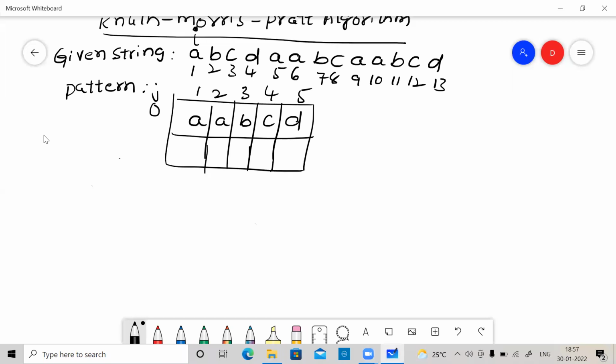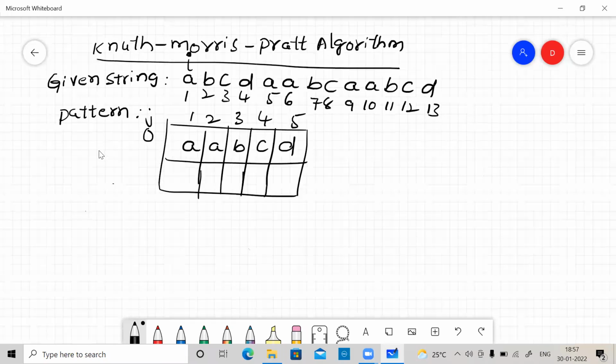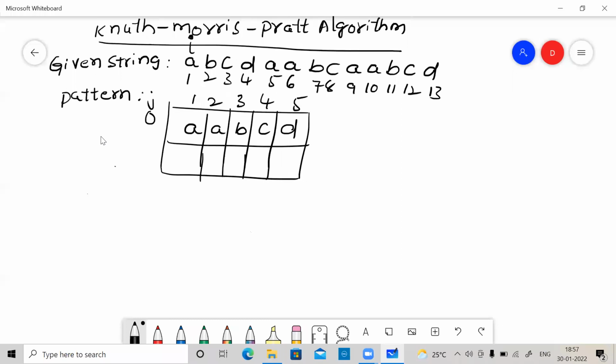Okay, today we'll see the KMP algorithm. The given string is A, B, C, D, A, B, C, A, B, C, D. And from this, we need to find the pattern A, B, C, D.